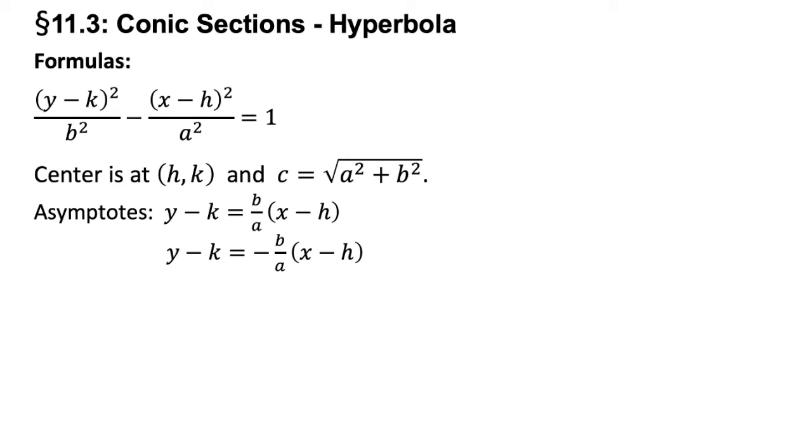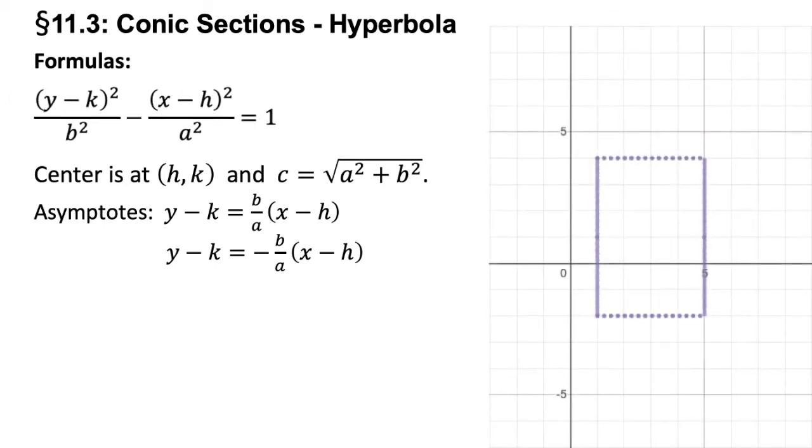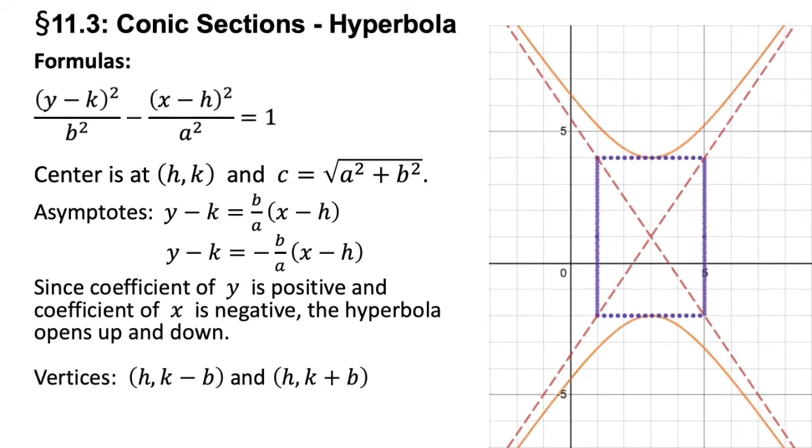However, if the y squared term is positive and the x squared term is negative, the hyperbola opens up and down, with vertices b units up and down from the center and foci c units up and down from the center.